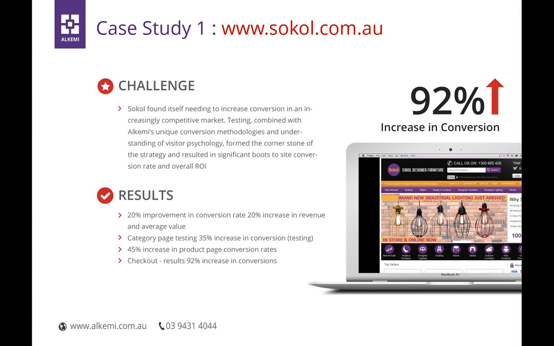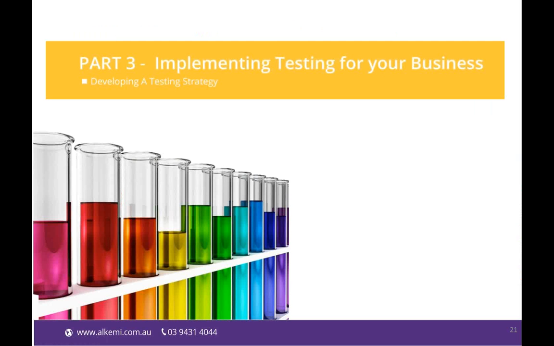For instance, we were able to achieve a 20% improvement in overall conversion rate with a 20% increase in revenue and average value. With the category page testing that we ran on their website, we got a conversion rate lift of 35% from all traffic entering these category pages, which happened to be one of their most popular entry points. And their checkout we were able to increase to 92%. So you can see, if you focus on testing and you let yourself be guided by data and proven relevance and proven content that is known to work, you can get some very strong results coming through.